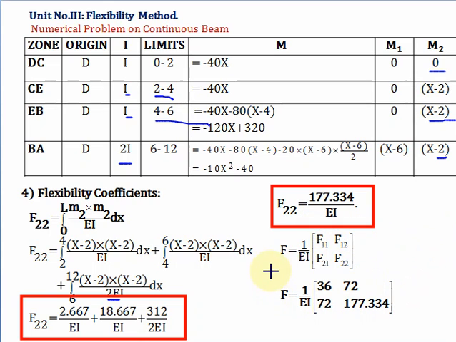So here, the F matrix is nothing but equal to 1 upon EI, 36, 72, and 177.34. Okay.